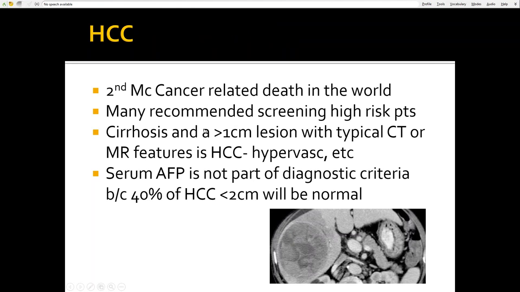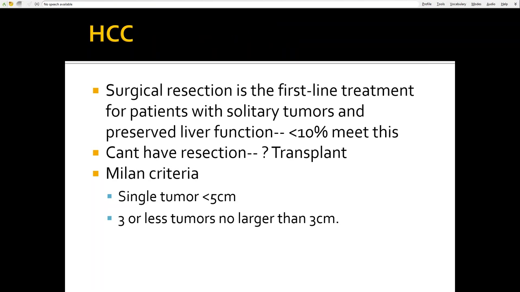So again, HCC is the second most common cancer in the world, and surgical resection is basically the most curative treatment for these lesions. But most patients that present with this are not surgical candidates. So then you got to come up with, okay, if they're not a surgical candidate, how else can we treat these guys?